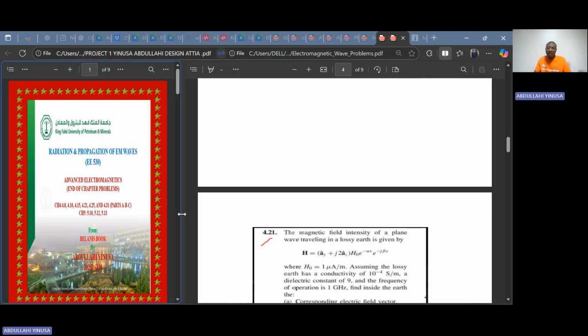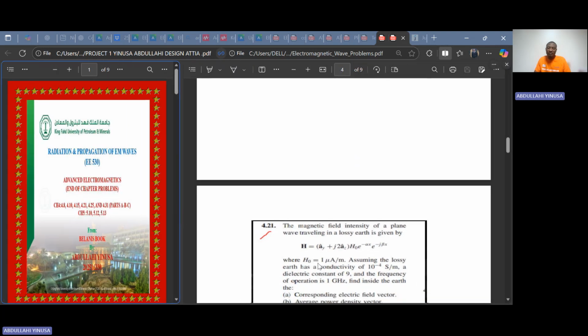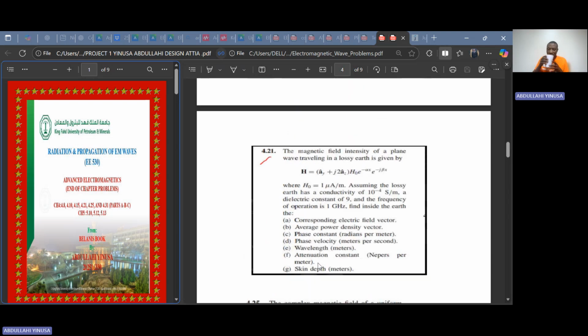Moving forward to the next question, let's do it the same way we've been doing it from the beginning. That is 4.1. Sorry, that is the magnetic field intensity of a plane wave in a lossy earth. The lossy earth, definitely it's not in free space in this case. We are going to consider the lossy earth. Okay, it means it is lossy, not in free space, that is lossless. Then they give us our H, which is the magnetic field. They give us this formula.